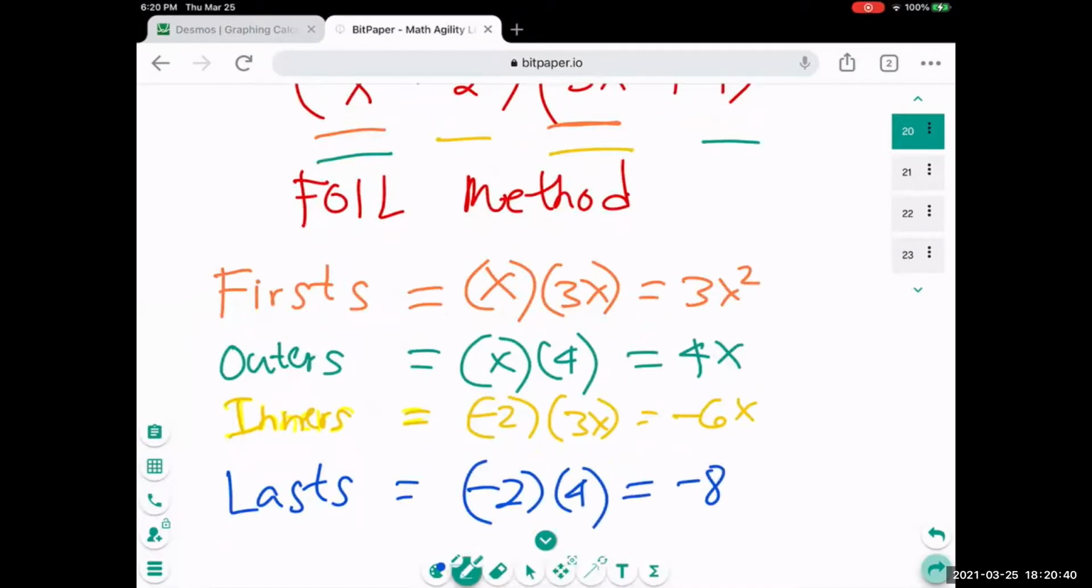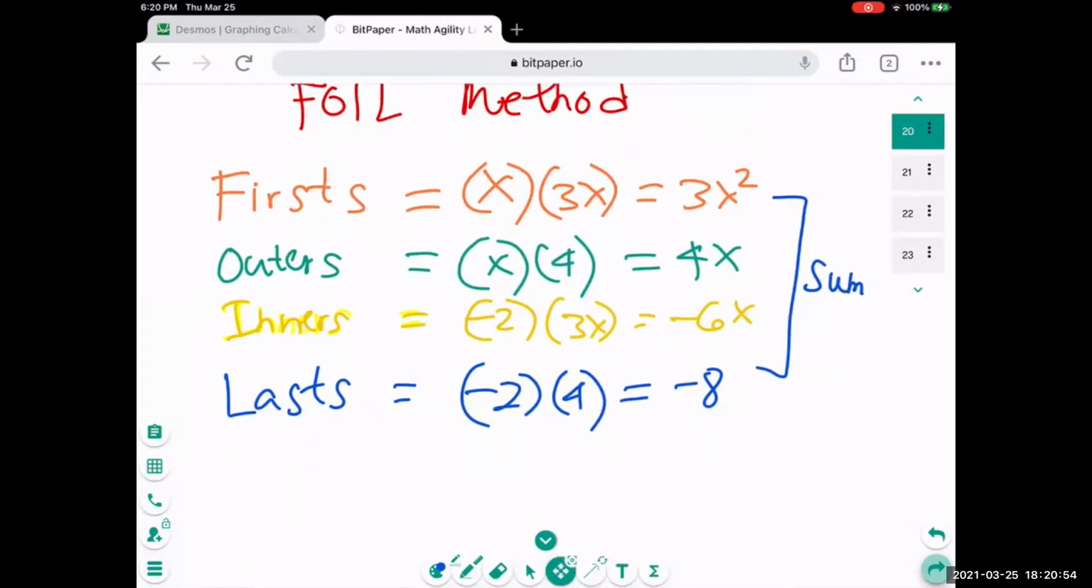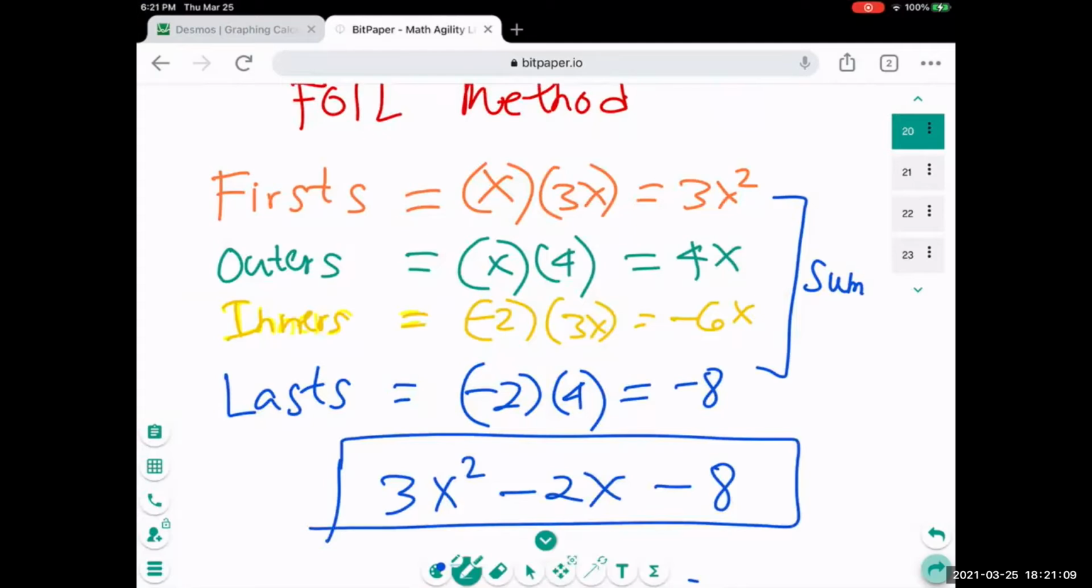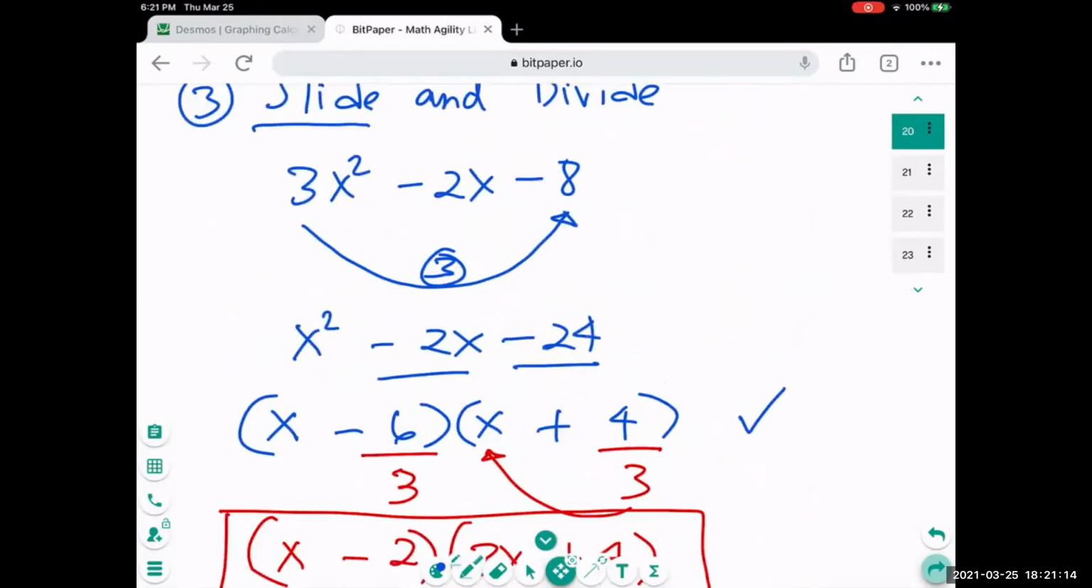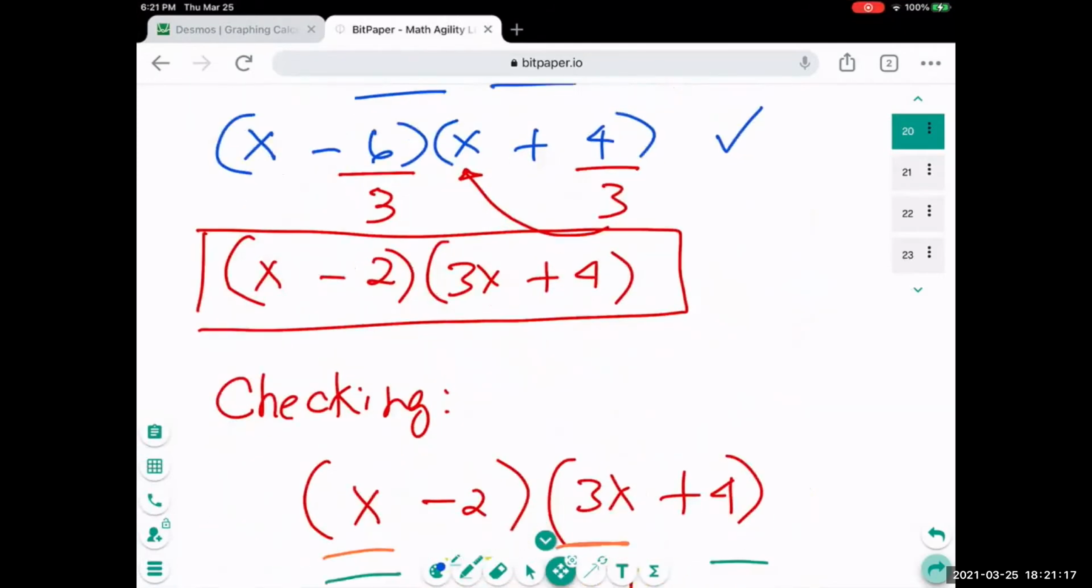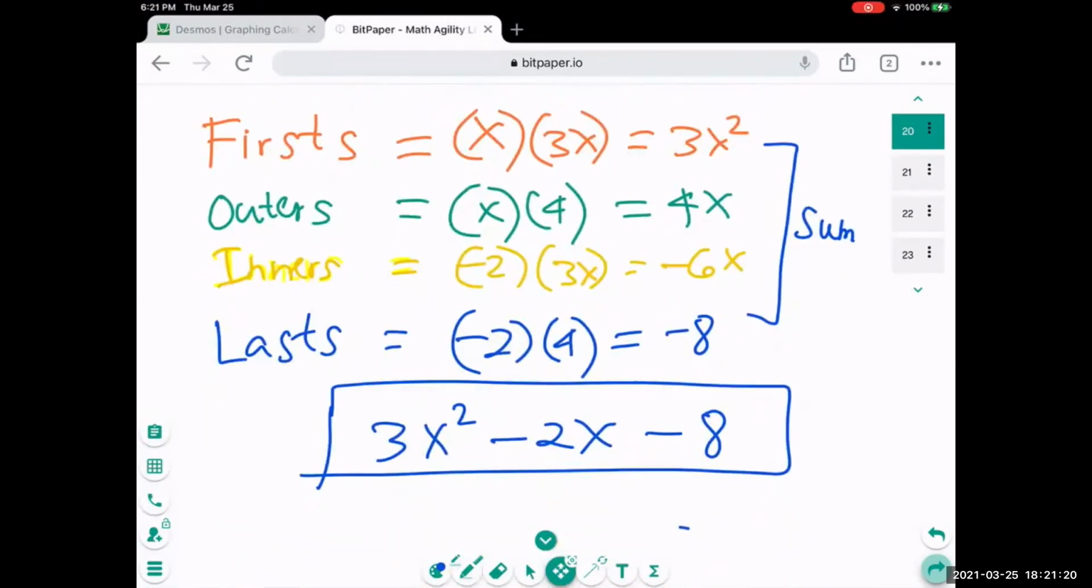So anong gagawin natin after we have calculated yung first, yung outers, yung inners, and last? We just add them together. So sum this up. Yung sum natin dyan would be 3x squared. So 4x minus 6x would be negative 2x and negative 8. So we have checked, it reverted back doon sa original nating polynomial. Tama? So this means we got the correct factor for our trinomial.